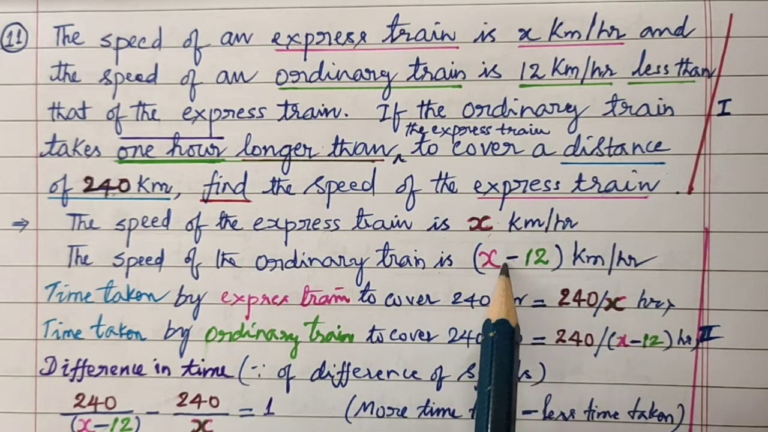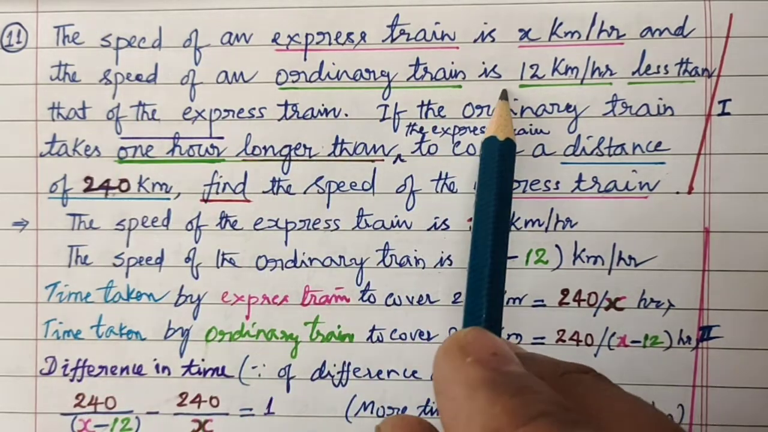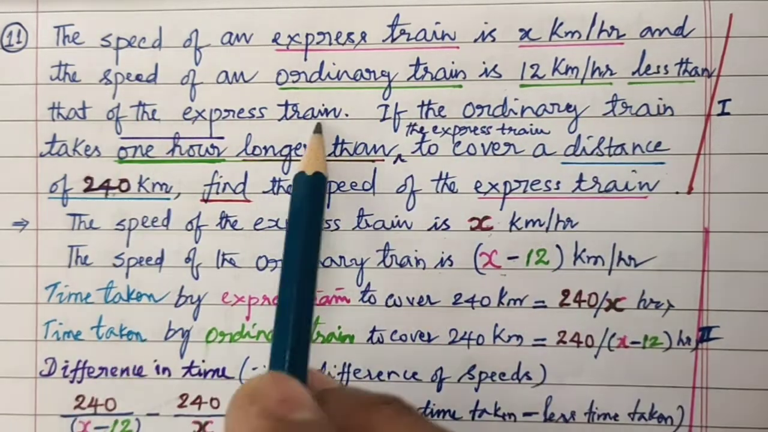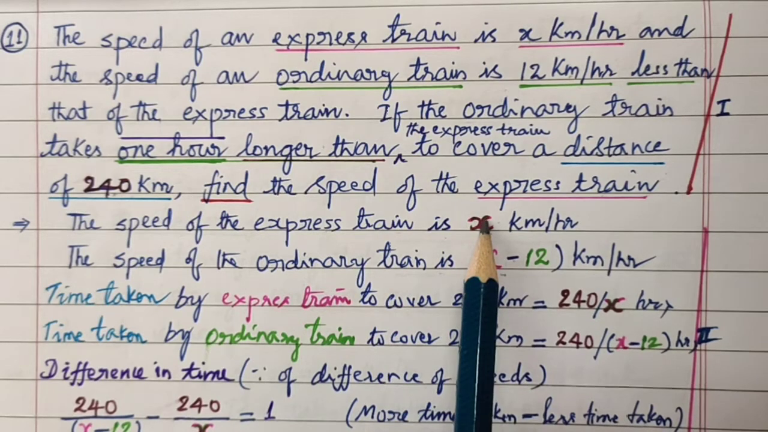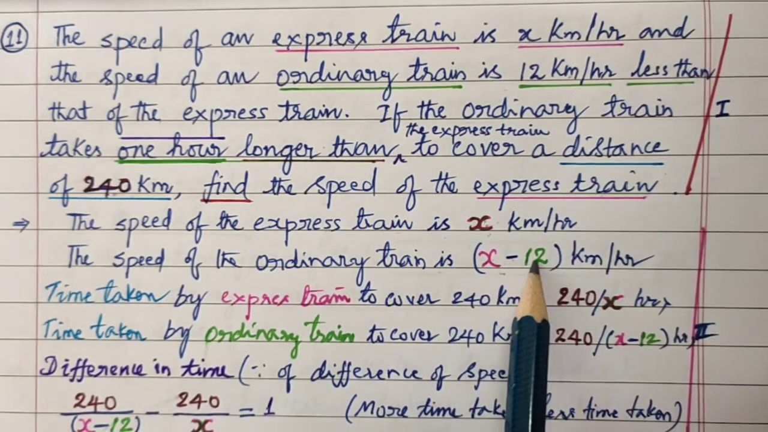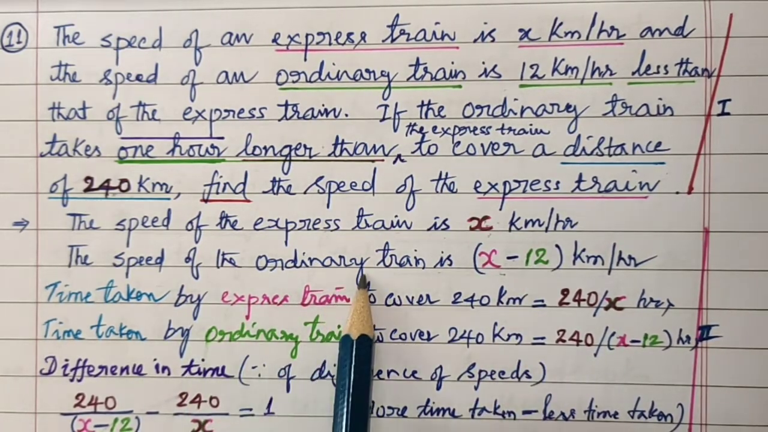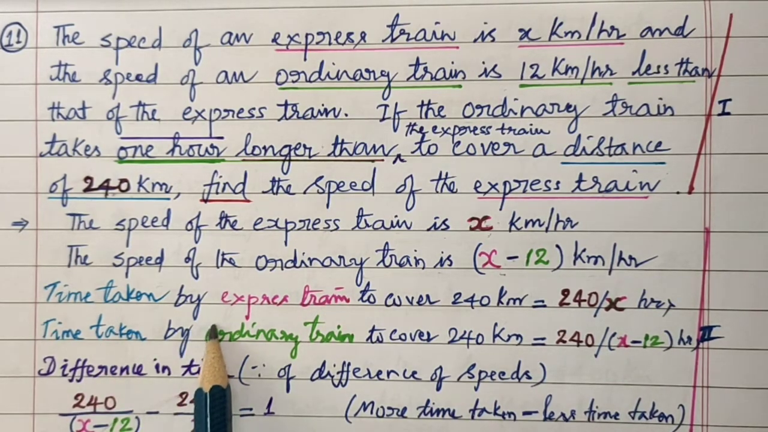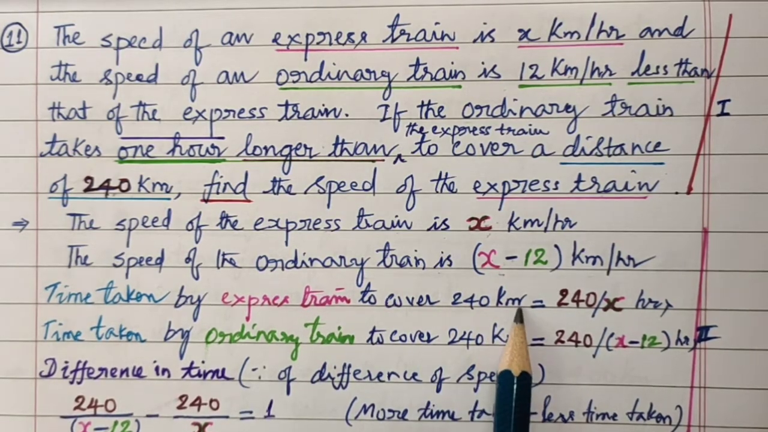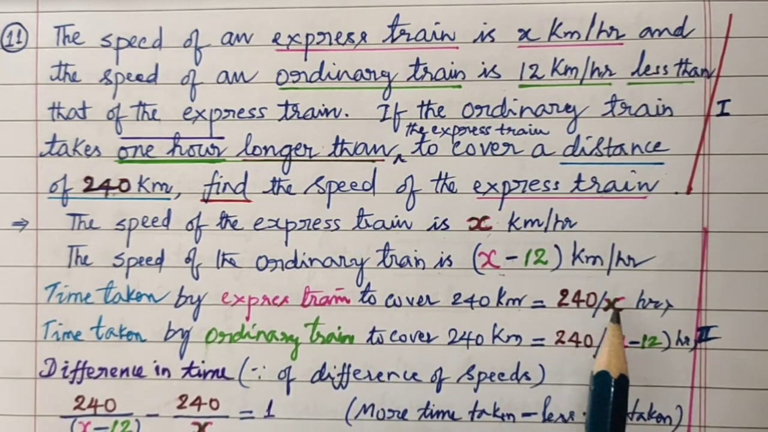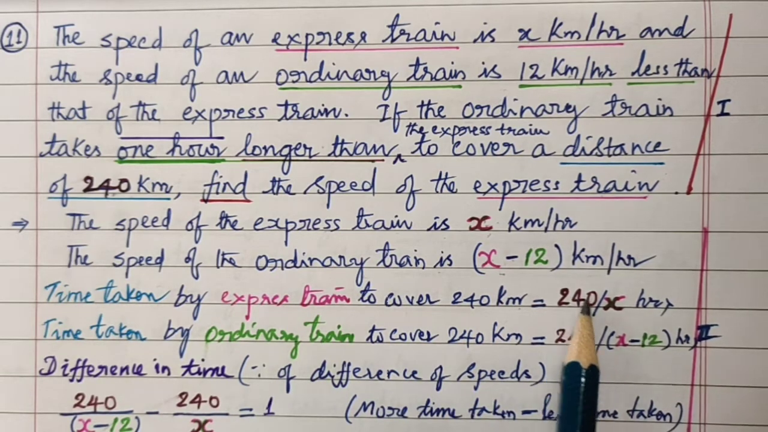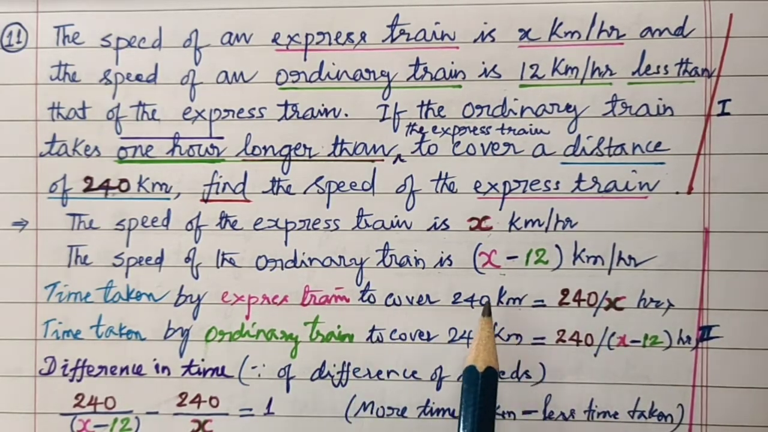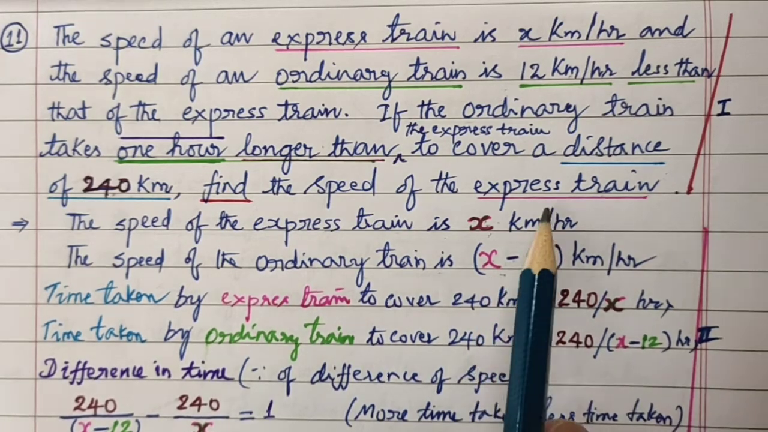This is the relation they have given. The speed of an ordinary train is 12 km per hour less than the express train. This is the speed of the express train, and 12 kilometers less than that is the speed of the ordinary train, kilometer per hour. Now the time taken comes. Distance traveled divided by speed will give the time. Speed is equal to distance traveled divided by time. Therefore, time is equal to distance divided by speed.